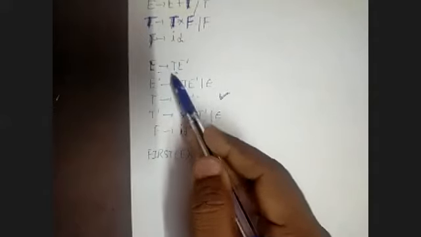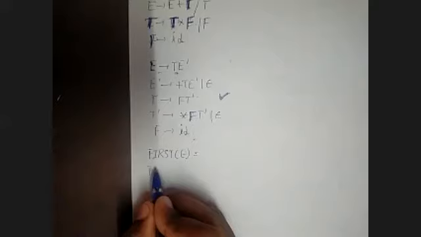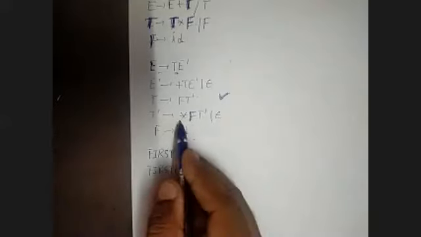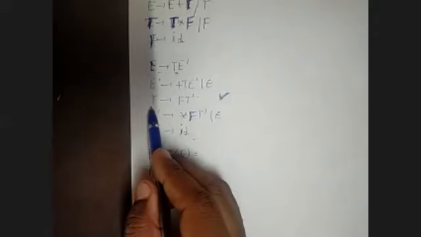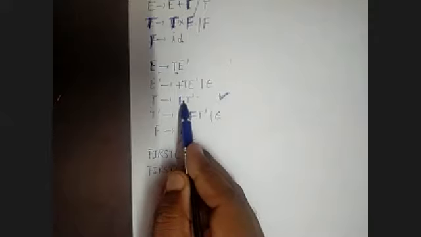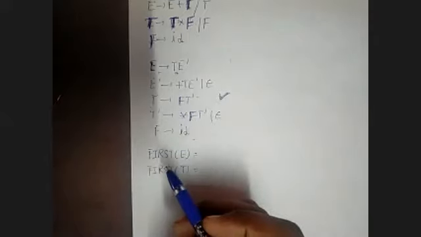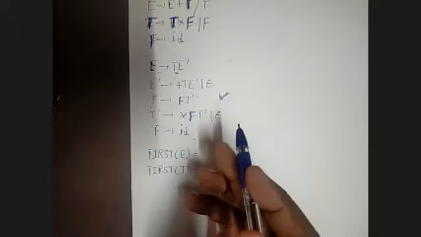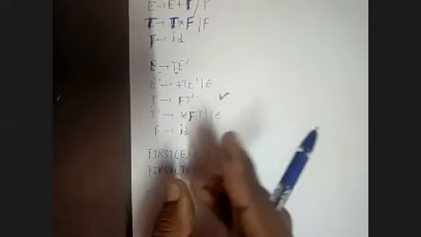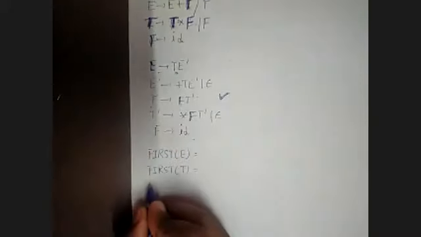So first we find out the first of T. In first of T, you check the production, that is capital F. Again, this is a non-terminal symbol. In the beginning session we already discussed that a capital symbol always represents a non-terminal and a small symbol represents a terminal. So for first of T, again we find out the first of F.